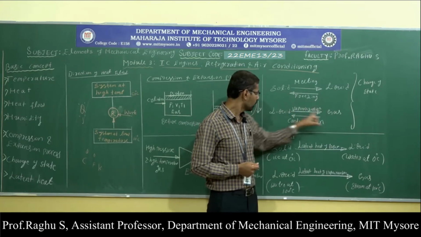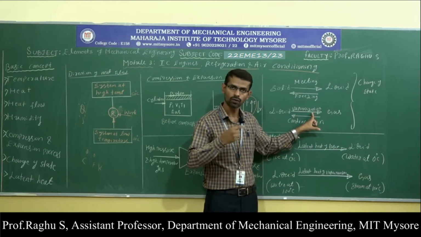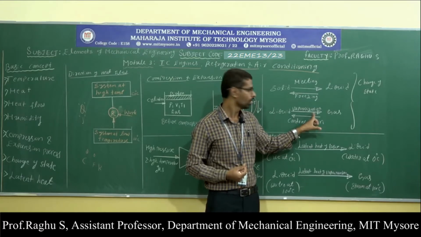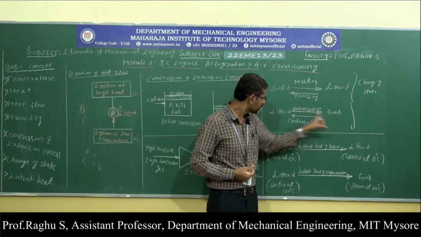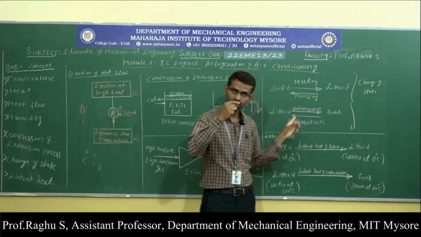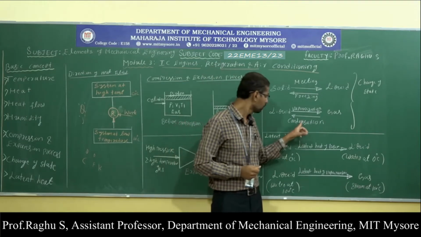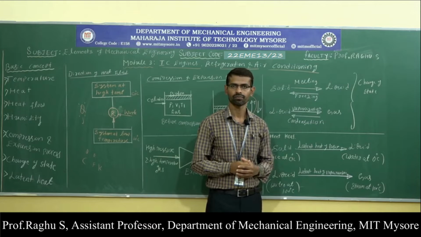Next, change of state from liquid to gas is called vaporization. Example, conversion of water into steam. Change of state from gas to liquid is called condensation. So steam gets condensed into water. That is an example of the condensation process.